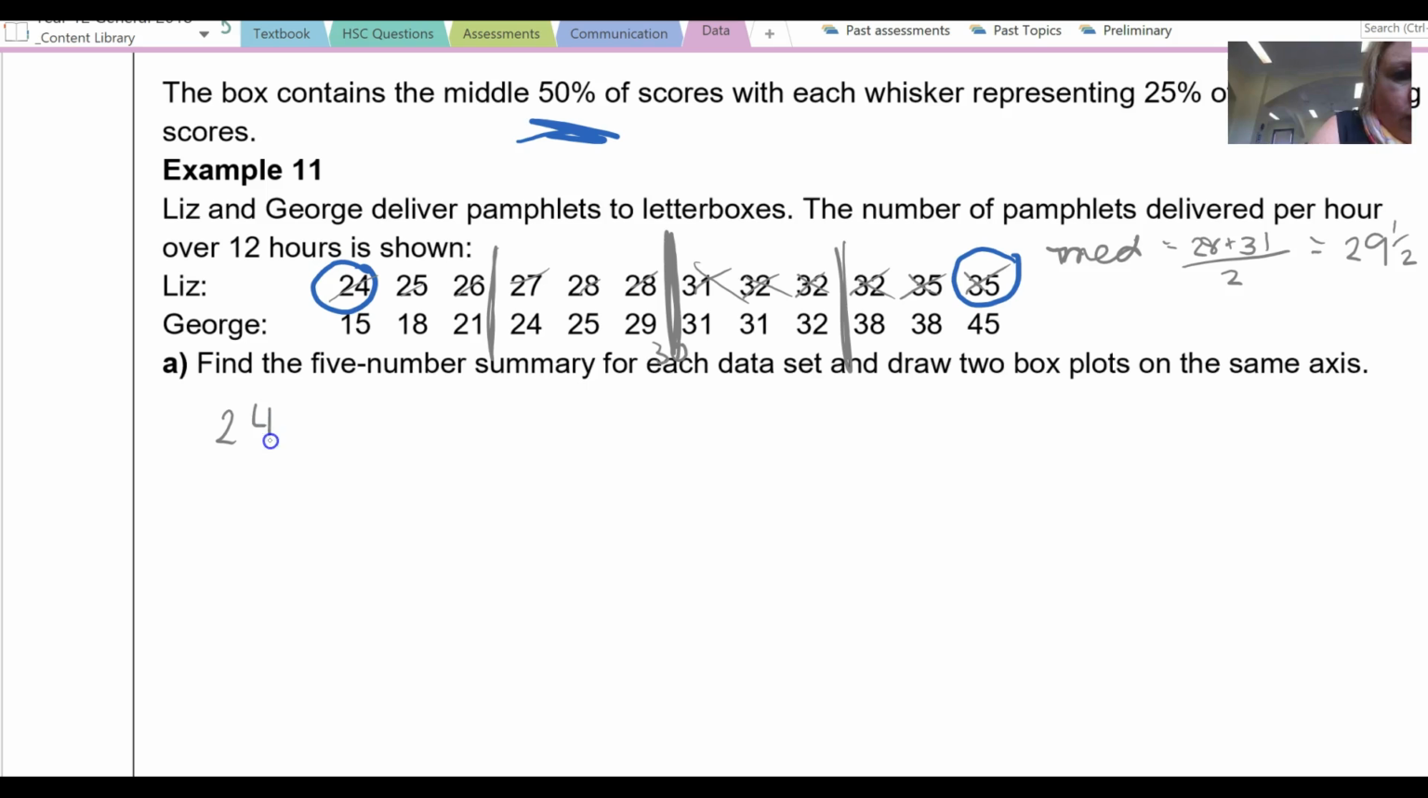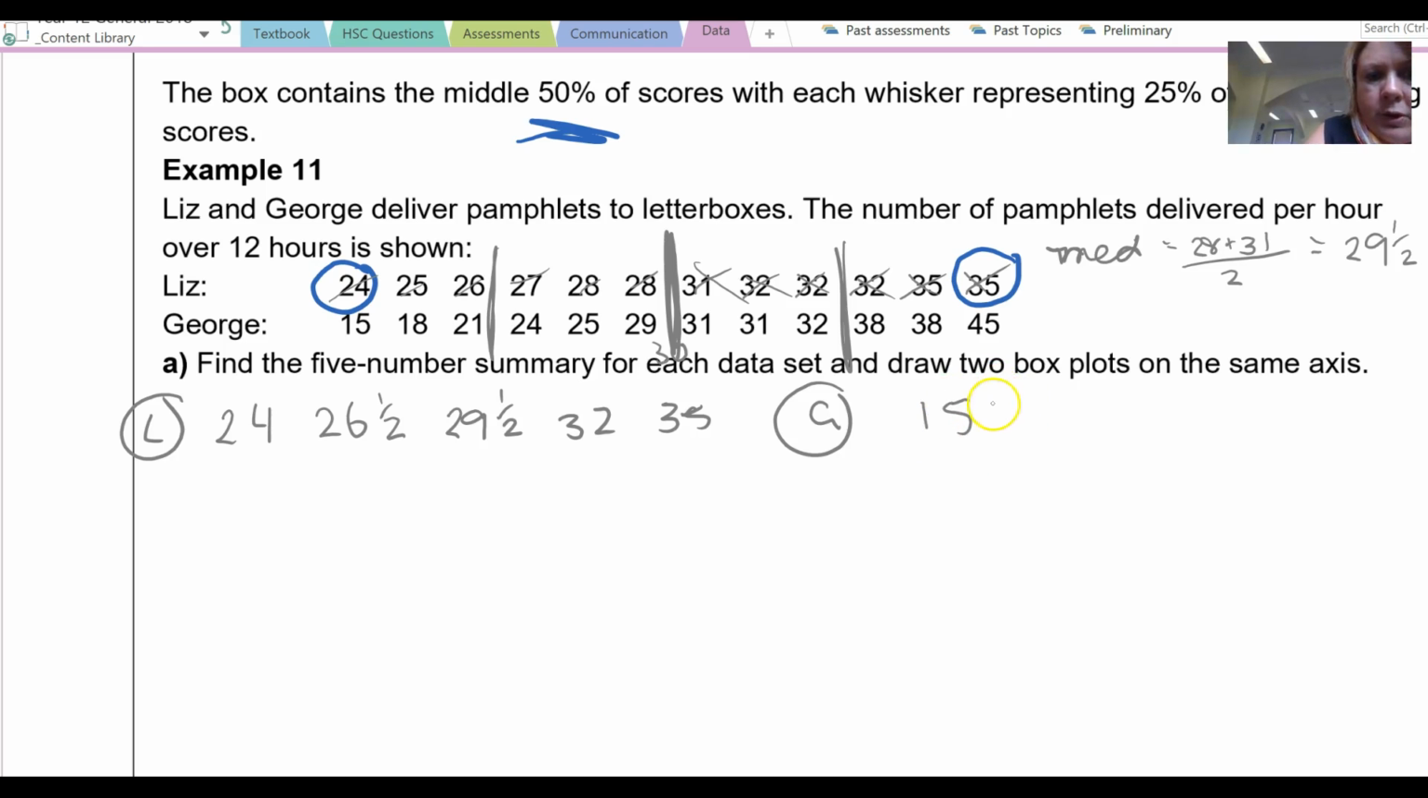Lisa's is 24, 26.5 because it's halfway between 26 and 27, 29.5, and 32 and 35. That's Lisa. George is 15, halfway between 21 and 24 is 22.5, 30, 35 is in the middle of 32 and 38, and 45.